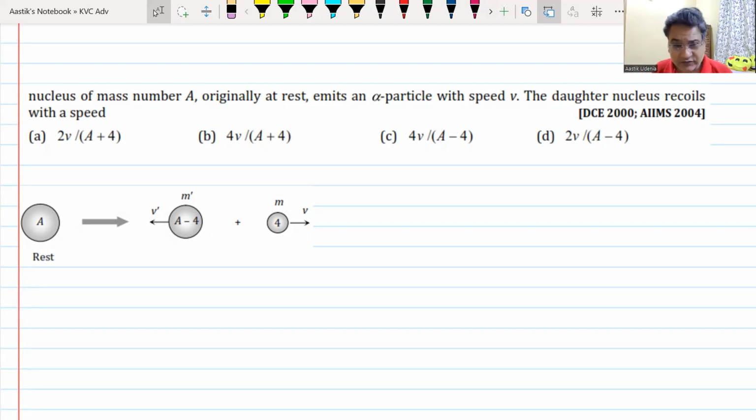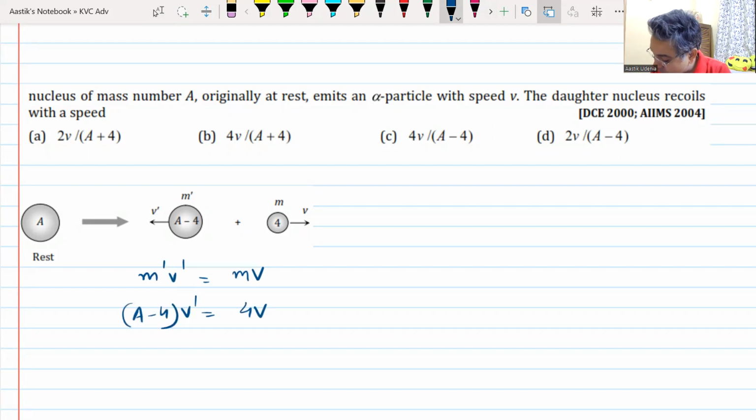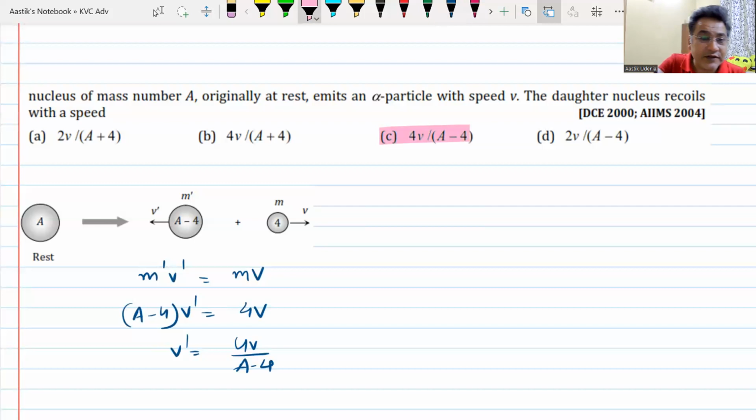This is the diagram. I have shown you this diagram before also. The momentum must be the same. So momentum of this one, magnitude wise, m dash v dash, should be equal to momentum of this, mv. The mass of this is A minus 4, into v dash, shall be equal to 4v. So v dash will be equal to 4v upon A minus 4, my dear friends. This is the answer that we were looking at. I hope all of you have understood this. Yes or no?